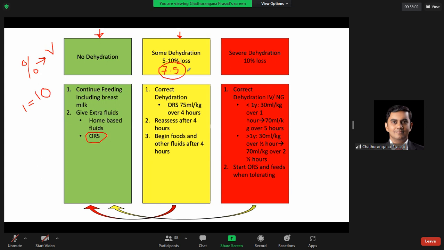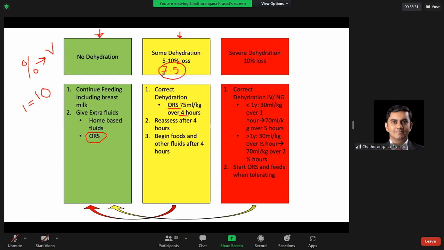Now, if the child is 1 year and the child is 10 kilos, that comes to 750 ml. Or if you take our patient, the child was about 8.5, so 8.5 into 75, roughly around 600 milliliters has to be replaced, and the time period is 4 hours, and you try and replace it with ORS, right? But you have to be practical also.